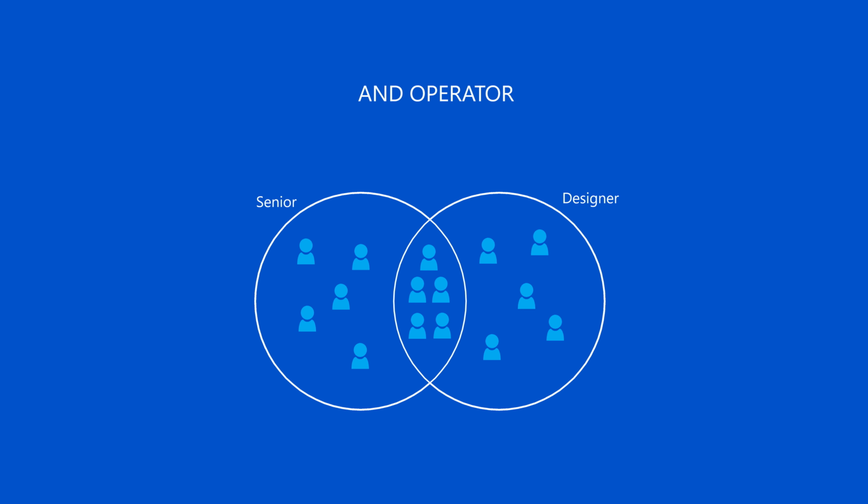The second operator is AND. Connecting terms using AND retrieves all results that contain both terms. This will narrow your search and gather more precise results. A great use for this is connecting unrelated terms. For example, senior and designer will retrieve results that contain both terms in the database.